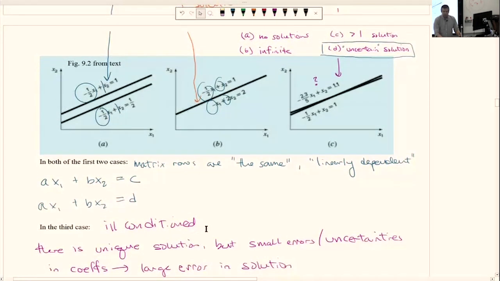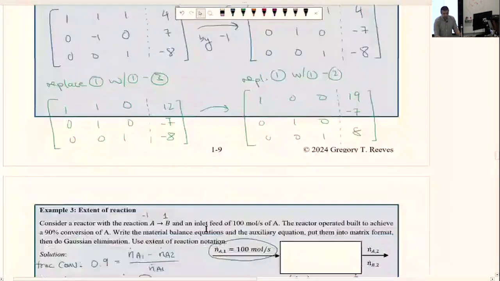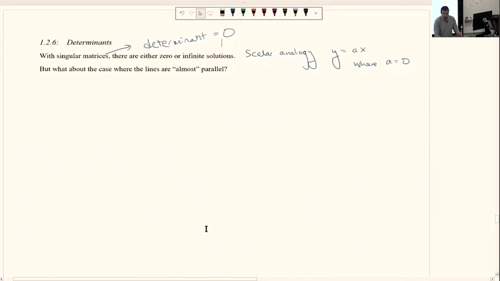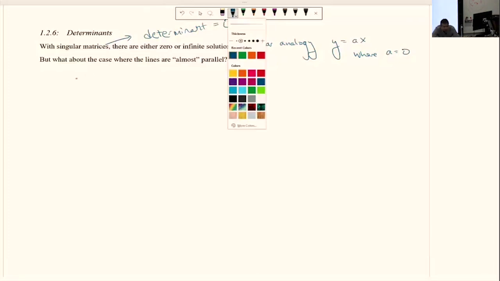So how do we tell, by looking at the matrix, if it's ill-conditioned? If it's singular, we'll get a row of zeros in our Gaussian elimination, or like I said, the determinant will be 0. If it's ill-conditioned, that means the determinant will be small. So let's talk a little bit more about determinants. I'll define them, and we'll see an example of this small situation. But before we get to that, let's look at this almost parallel, ill-conditioned situation.